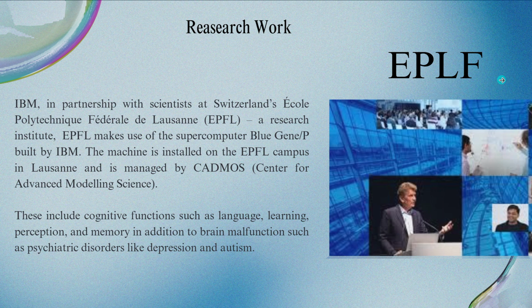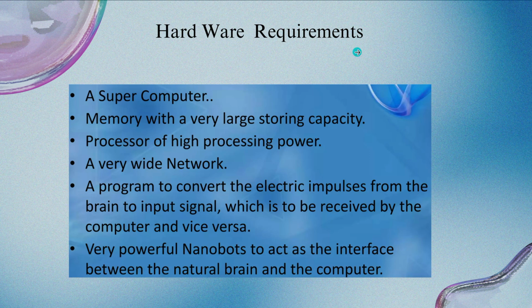Coming to the hardware requirements: a supercomputer and memory with a very large storage capacity, a processor of high processing power and a very wide network, and a program to convert the electric impulse from the brain to an input signal which is to be received by the computer and vice versa. Very powerful nano robots act as the interface between the natural brain and the computer. So what we need is a supercomputer, that is the Blue Gene, and memory with a large storage capacity, right? Because our memory is very vast, and in order to store that memory we need a large memory unit. And a processor of high processing power, a very wide network, electrical impulses and powerful nano robots. Those are the hardware requirements.